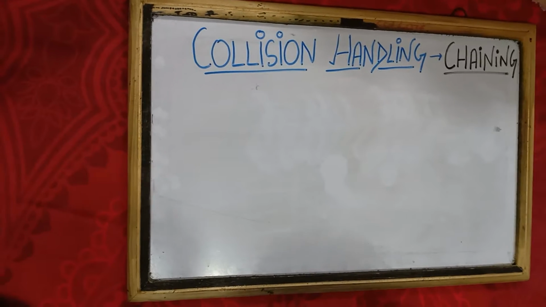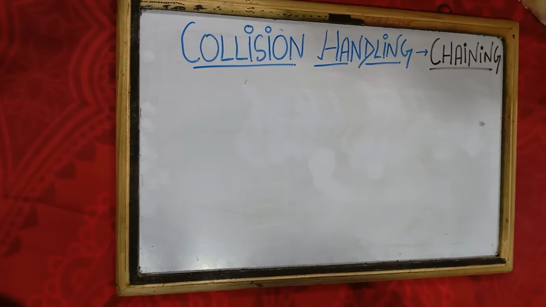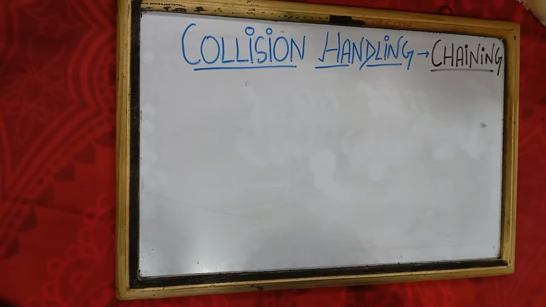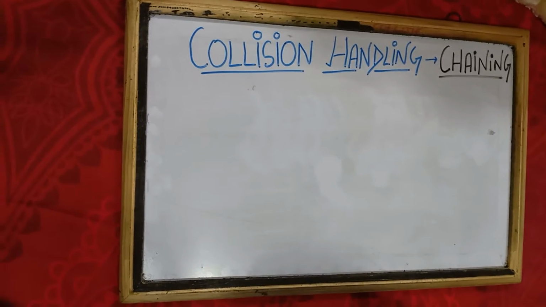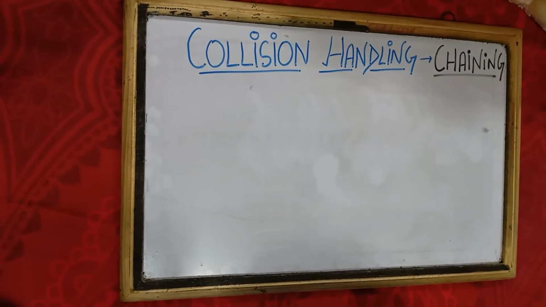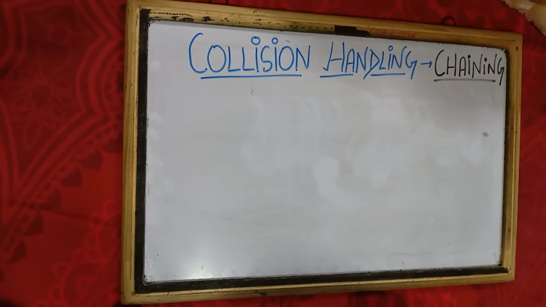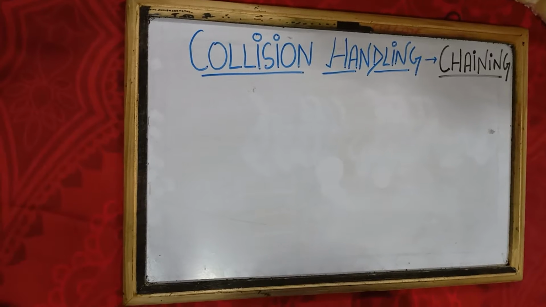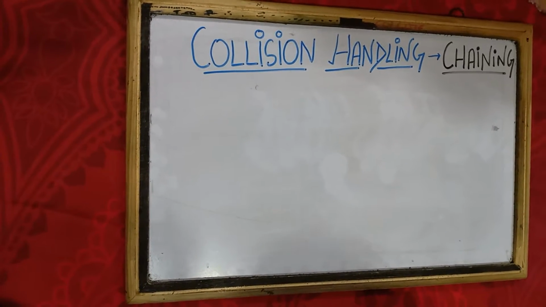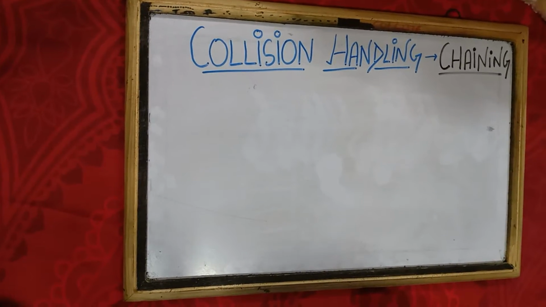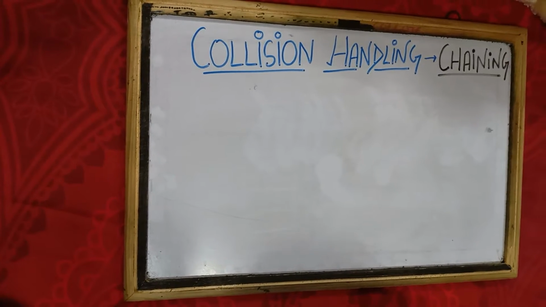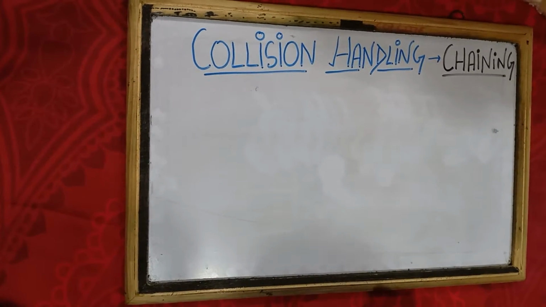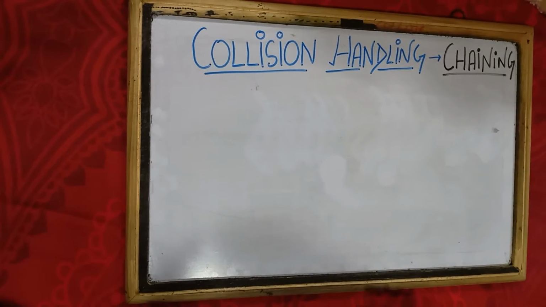In the last lecture, we discussed hashing, and we also saw that a collision problem may arise if two different keys point to the same index. So, in today's lecture, we will be talking about collision handling techniques. Basically, today we will be looking at separate chaining.